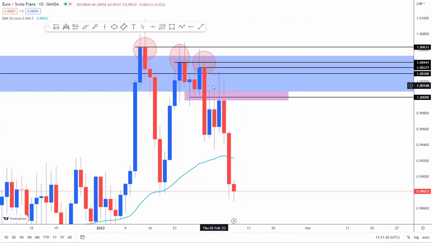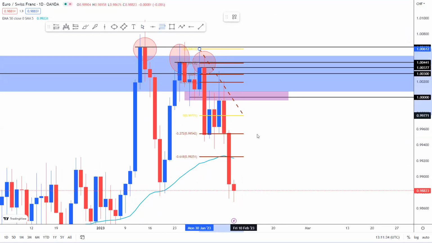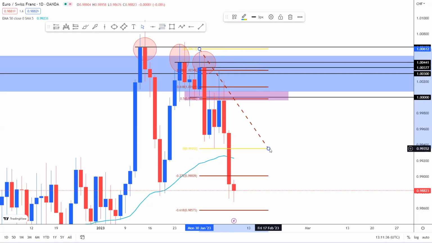And also clearly from the daily time frame, introducing the Fibonacci retracement tool from the previous swing high to the most recent swing low, you can clearly see we had the pullback not just retesting the neckline of the daily double top.